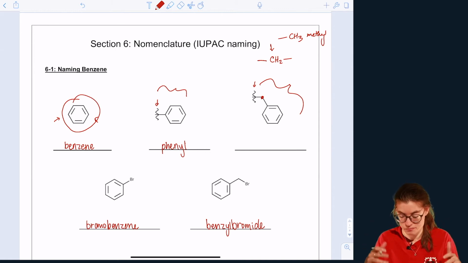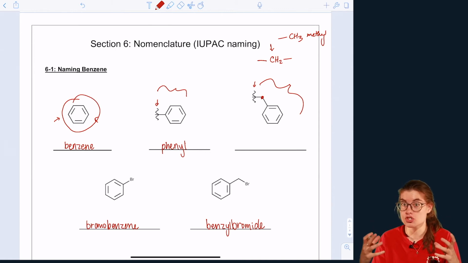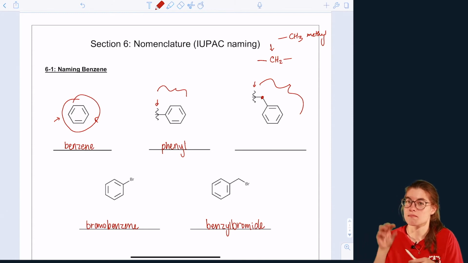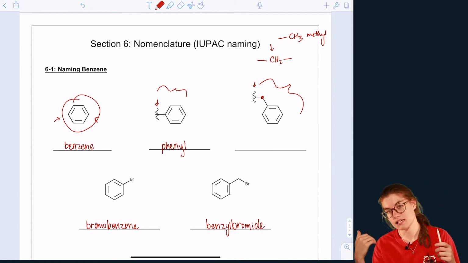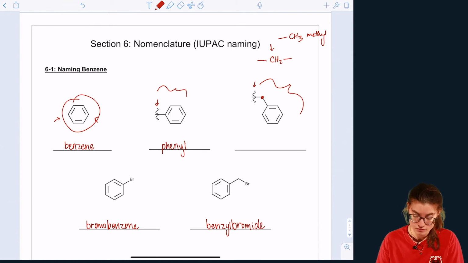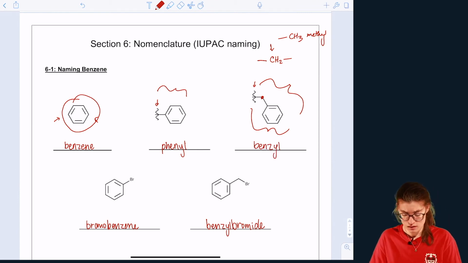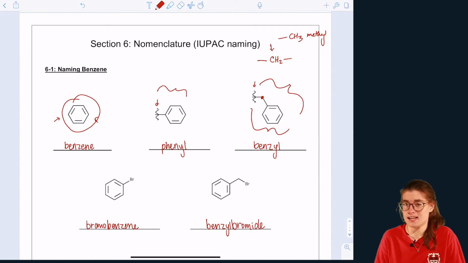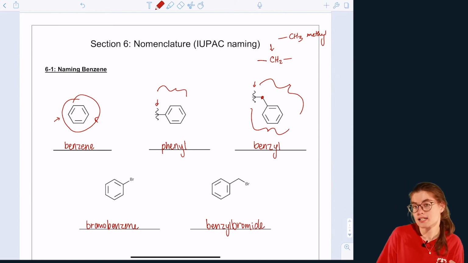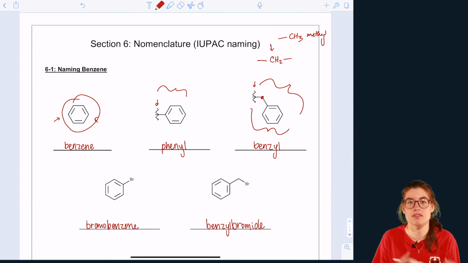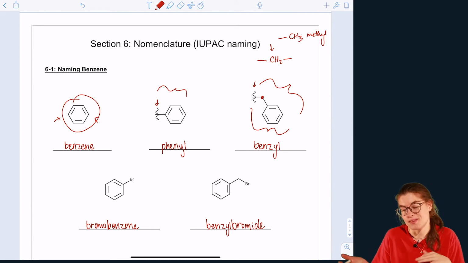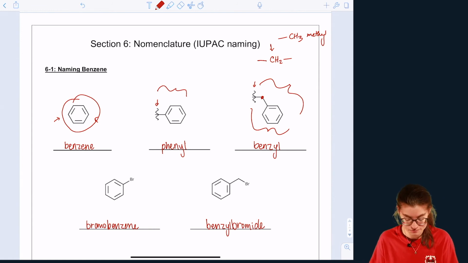Just so you're familiar. So what do we call a benzene substituent that has a methylene group between it and the parent chain? Well, we call this type of benzene substituent a benzyl substituent, okay? So you just want to be paying attention. Is the ring directly attached to the parent, or do I have that one methylene group in between the benzene ring and the parent, right?